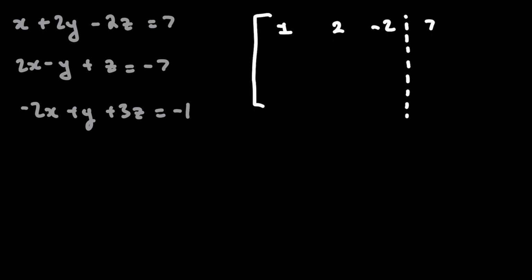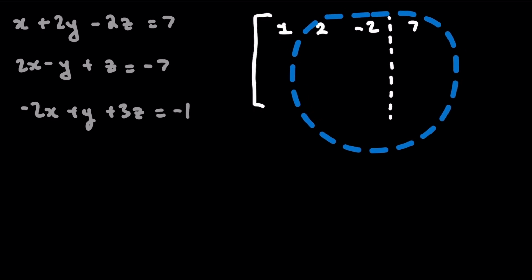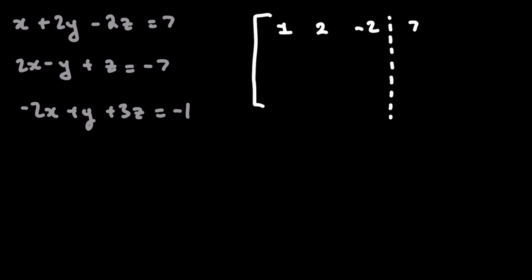Now I'm going to repeat these steps for the other two equations as well. So what I'm going to do is take the coefficient of the x, and that's 2, coefficient of the y, which is minus 1, and the coefficient of the z, which is 1. And that's equal to minus 7. And lastly, minus 2, 1, 3 equals to minus 1. So that's the first step I'm always going to do.